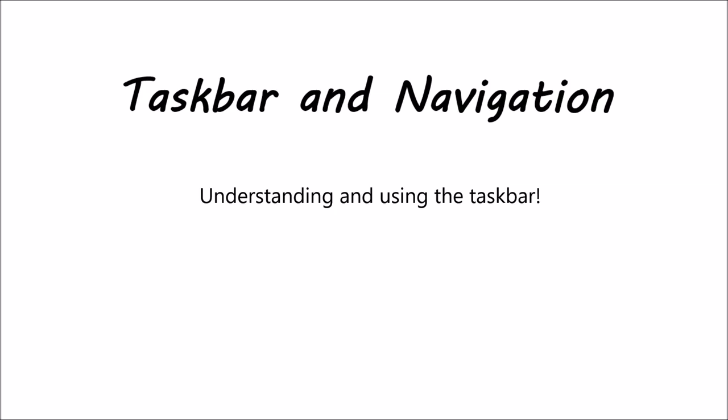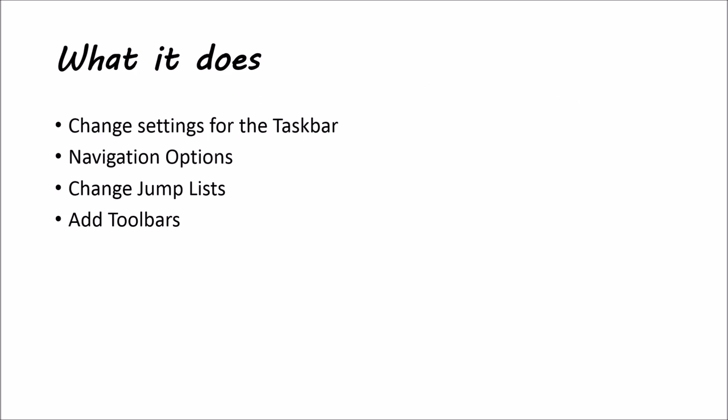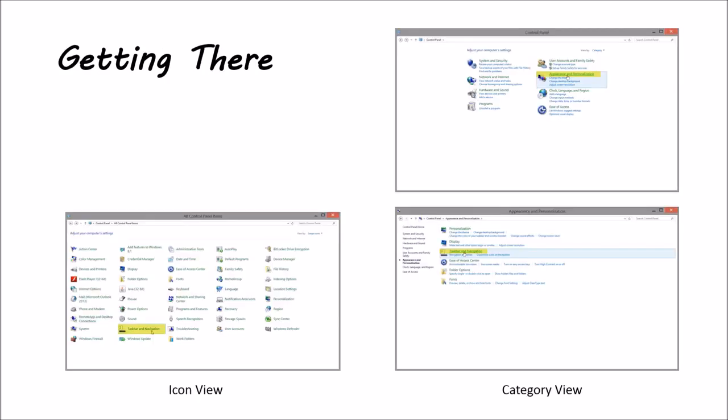Alright, let's get started. So, what does it do? Well, it allows you to change the settings for the taskbar, change navigation options, change jump lists, which we will go over what they are, and add toolbars to the taskbar. So, getting there, the first way to get there via icon view is just to click on taskbar and navigation. And in category view, you would go to appearance and personalization and then click on taskbar and navigation.